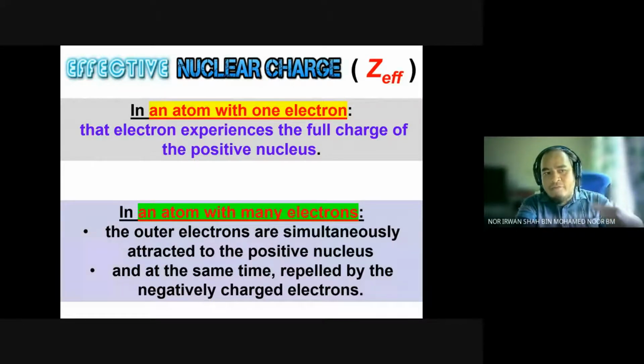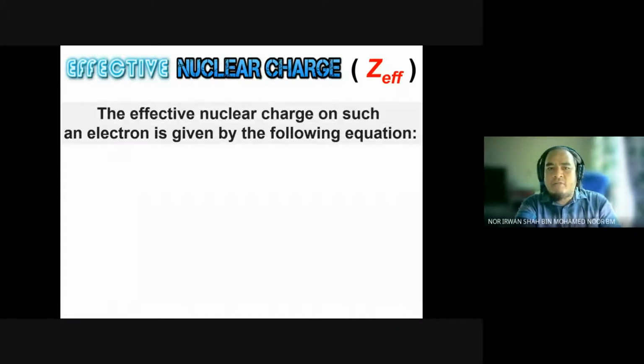Ini adalah antara factors. So effective nuclear charge adalah, kita katakan, salah satu faktor yang akan menentukan benda tu. So kalau you guys tak clear tentang what is effective nuclear charge, you are going to have a problem later. Okay, so I hope from my explanation ini, you guys akan faham apa beza antara nuclear charge dengan effective nuclear charge.